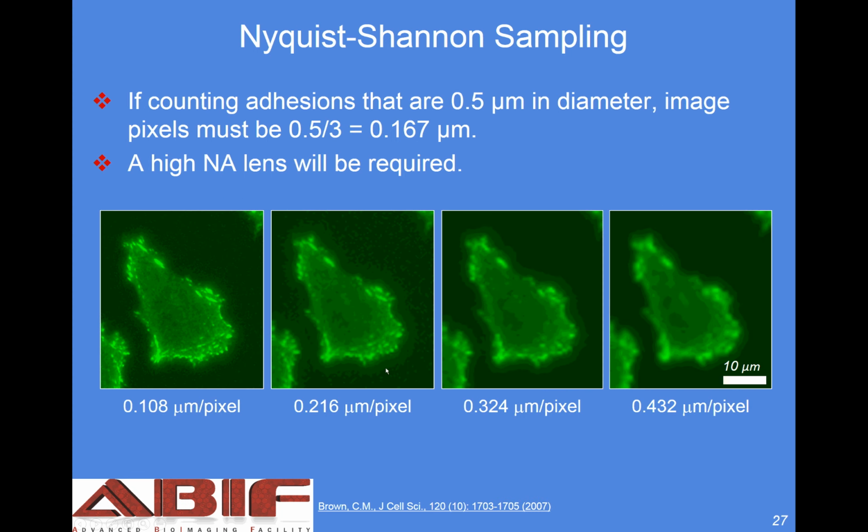However, if you wanted to look at something smaller, so say for instance you wanted to look at focal adhesions and count the number of focal adhesions in a cell. This example here shows a single cell, and that's Paxillin GFP fluorescent protein. Then we would need to be more like 0.167 microns per pixel in order to count these adhesions. And you can see if the pixels are only 0.4 micron, that the image is very blurry and you wouldn't be able to count those adhesions. So it really depends, the sampling depends on the application you have.